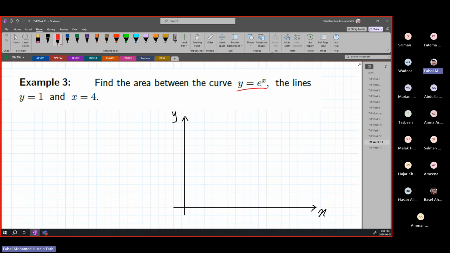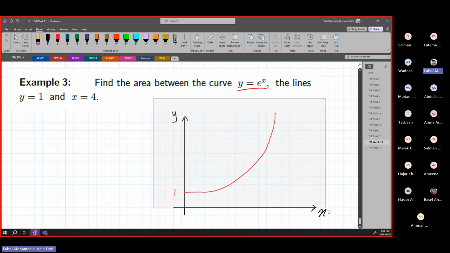Let us draw y equals e to the power of x. It's going to look something like this. It is an exponential growth, so it's always going to be increasing, and it starts from the point 1. This is how a basic e to the power of x looks. If you want to plot it and make sure you're right, you can always plug in values. When x equals 0, you're going to notice it's e to the power of 0. Any value to the power of 0 is 1.